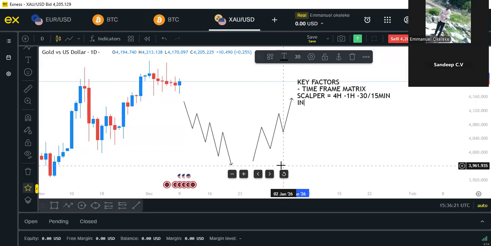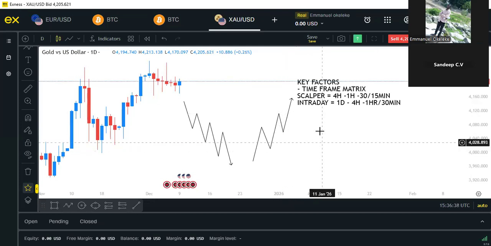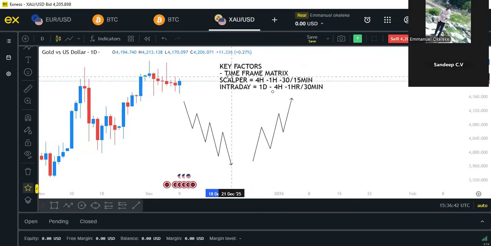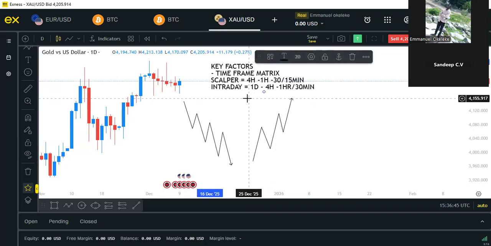And then as an intraday trader, you use the 1D, 4H, and then 1 hour/30 minutes. So I want you to take note of this time frame matrix because all your analysis is going to be based on them. Now we're going to be taking that of a scalper.